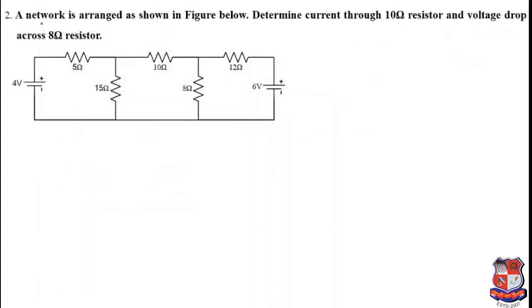Next numerical: a network is shown here where you need to find the current through the 10 ohm resistor and the voltage drop across 8 ohms. So you need to find the current through this 10 ohm resistor, some unknown current Ix, and the voltage across, some unknown voltage Vx. You need to find these two quantities in this numerical, and you are not given any boundary condition that you need to solve by a particular method, so you can use any method. Let us start to approach this numerical.